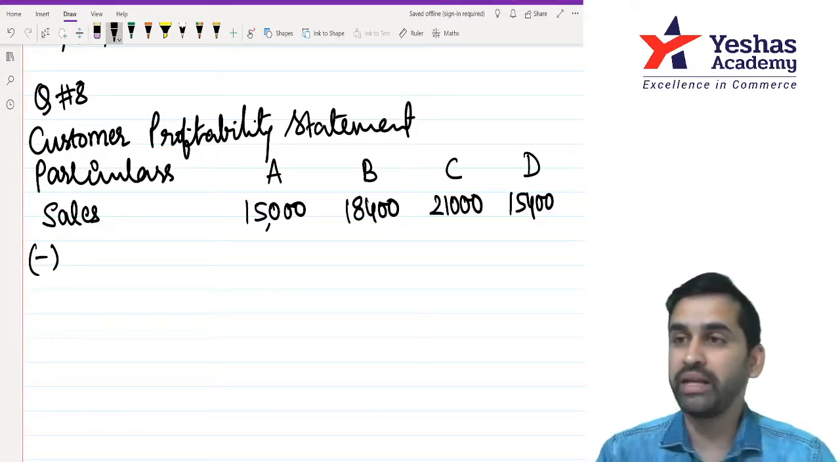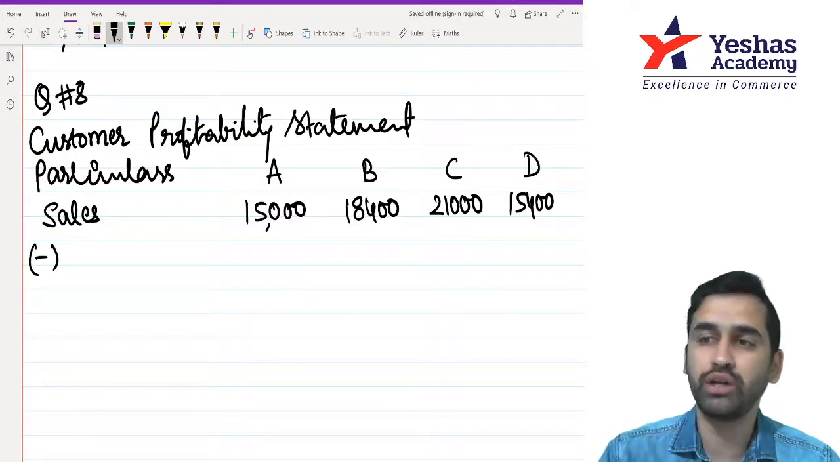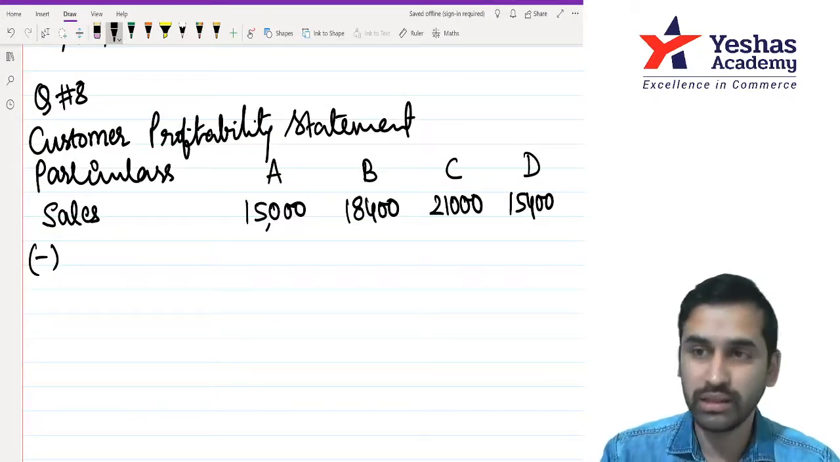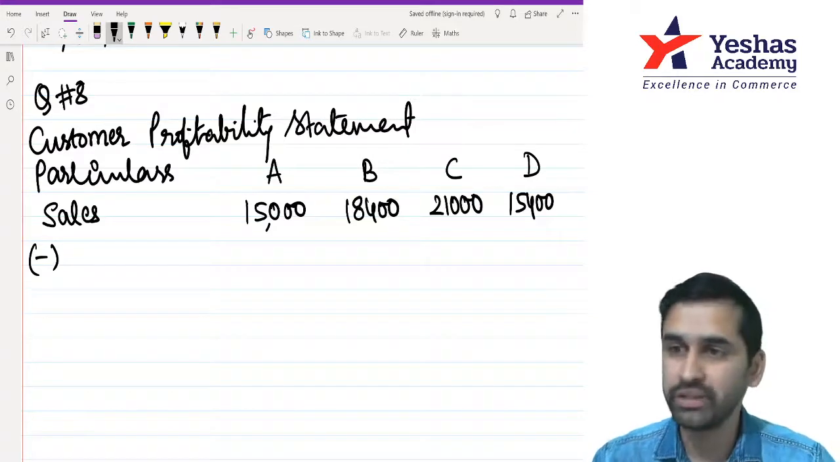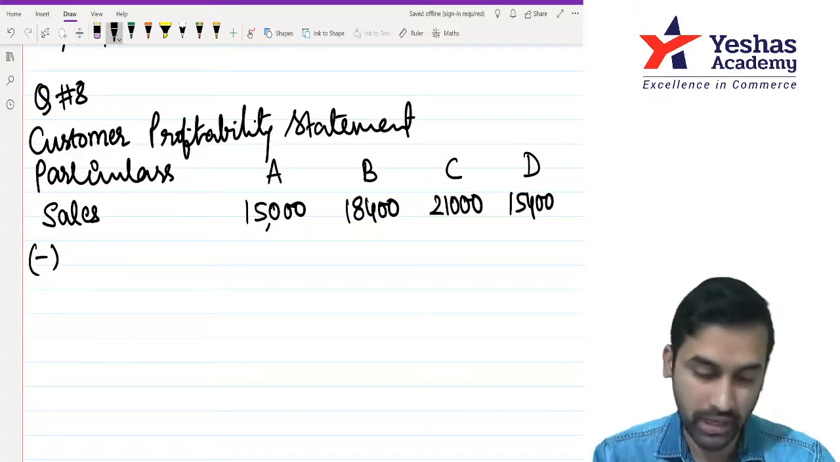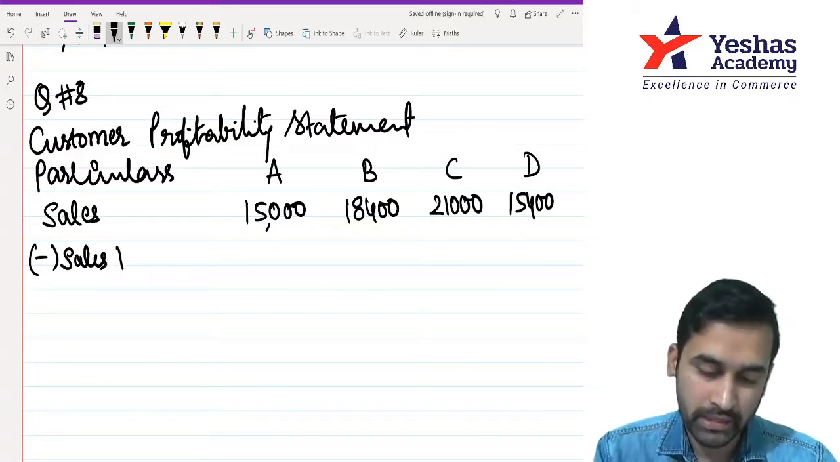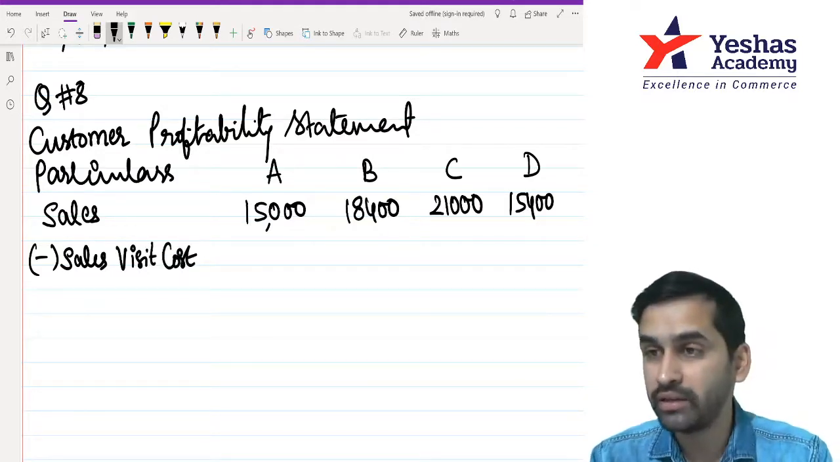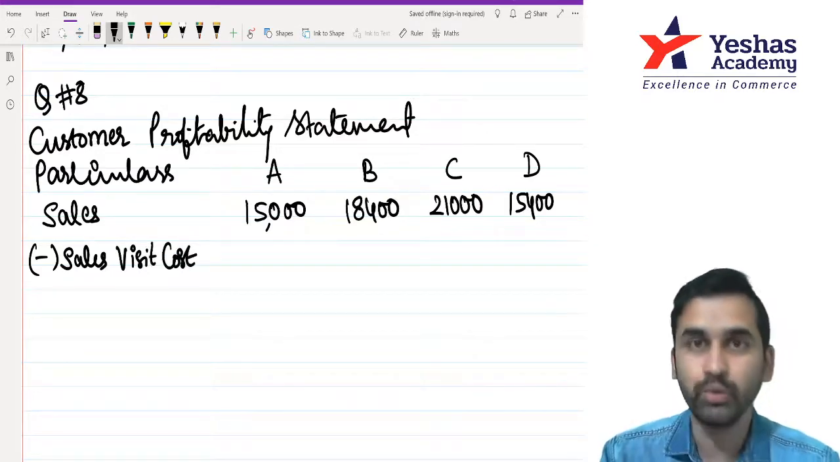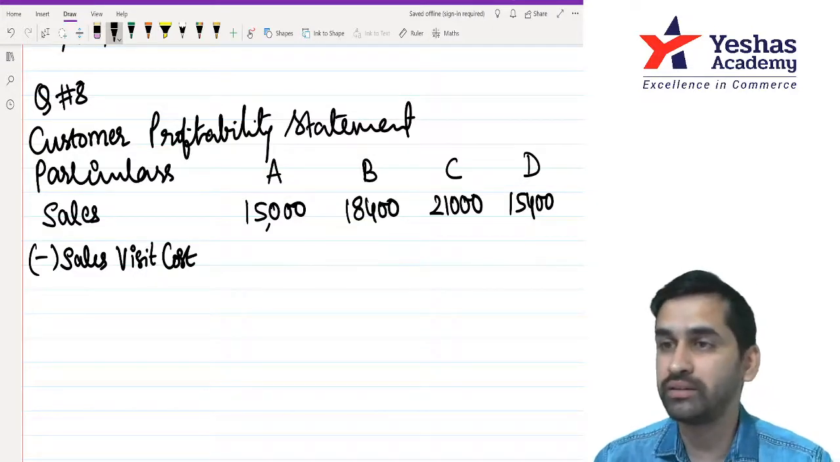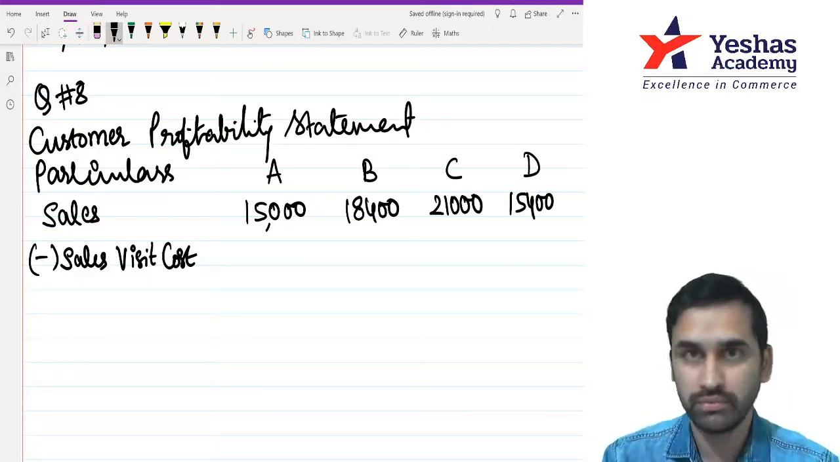Sir, where do we have indirect expenses? If you see the first table, that's all the information. That's not cost. Cost is all there after the table. First one is sales visit cost. Start from there. Minus sales visit cost. They're saying 210 per visit. And how many sales visits? That's all there in your table itself.